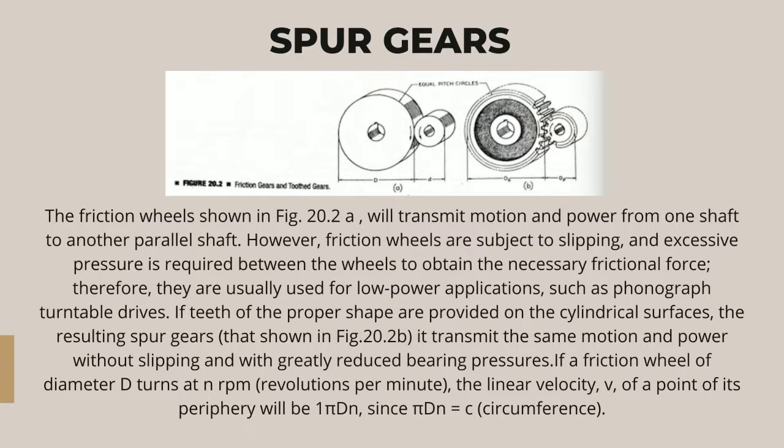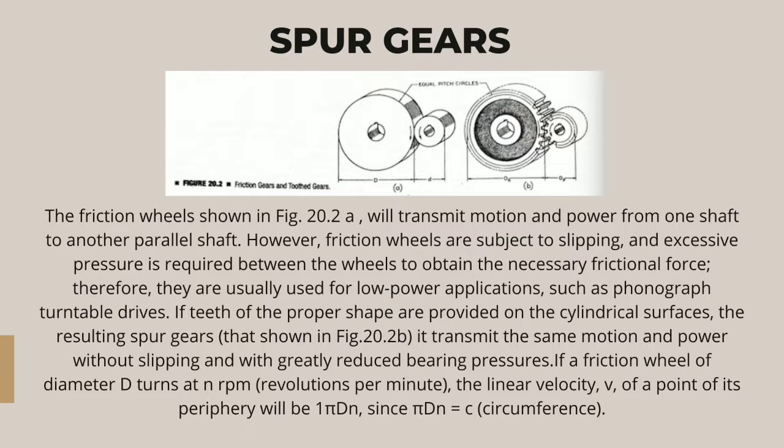The friction wheel shown in figure 20.2 transmits motion and power from one shaft to another, parallel shaft. However, friction wheels are subject to slipping, and excessive pressure is required between the wheels to obtain the necessary frictional force. Therefore, they are usually used in low power applications such as phonograph and turntable drives.